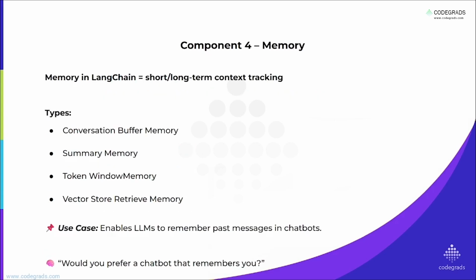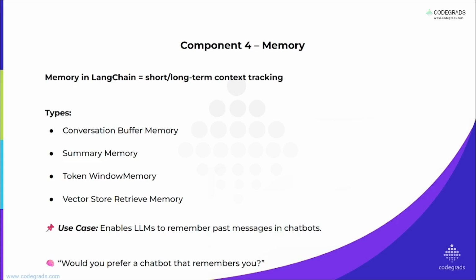The fourth one is memory. Memory in LangChain means short or long term context tracking: how deep you want to track the context, which depends upon the model we are using. The types are different. We have conversation buffer memory, summary memory, token window memory, and vector store retriever memory. Multiple other types of memory are also available, and we can use them according to our use cases.